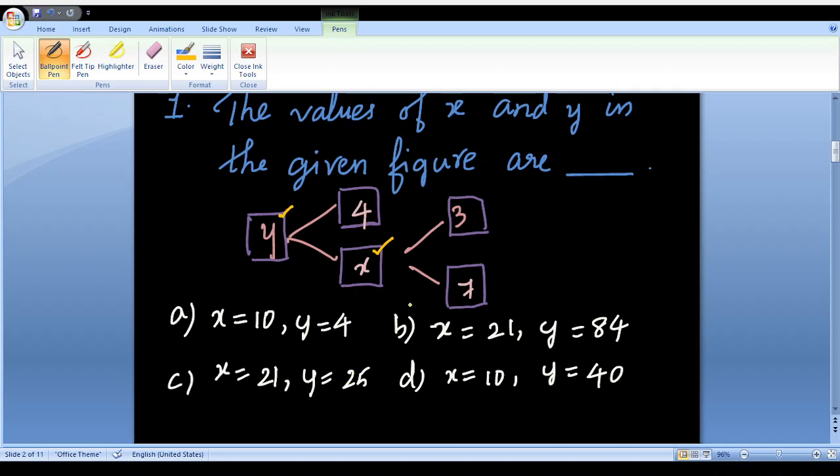So we have to find the solution, that is x and y. For that, the first thing we are going to do is look at the numbers. Y is actually a product of 4 and x. We don't know x, so we cannot find y here. Now you see x. X is actually a product of 3 and 7. What is 3 into 7? It is 21, right? So this x will be 21 and the product of 4 and 21 will be the y value.